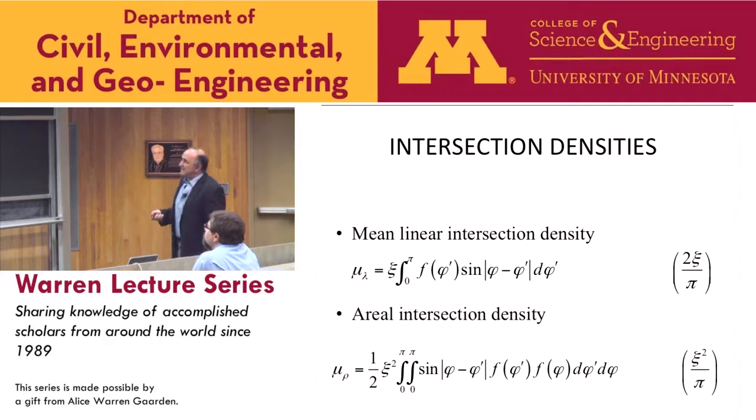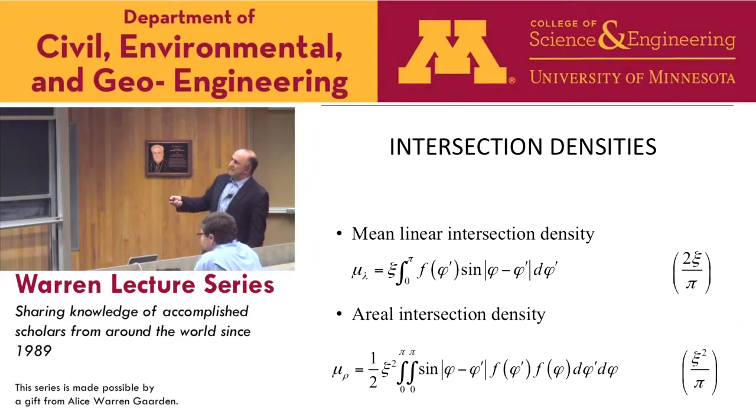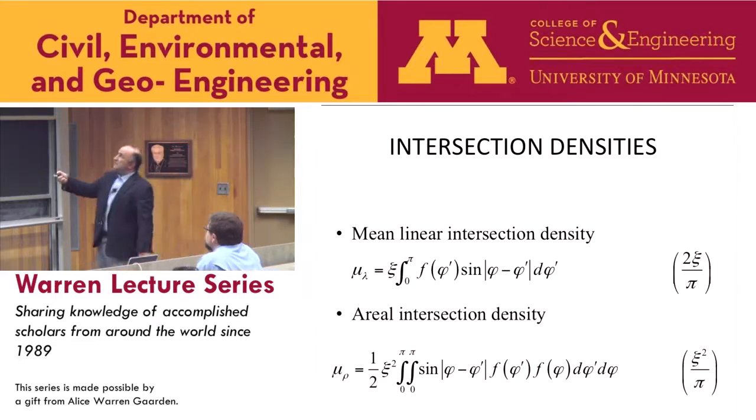And then I can calculate pretty much what is the mean linear intersection density, and you see it's scaled with psi. And then the areal intersection density, I just do another integration, and it's scaled with psi squared. And here I wrote the expressions for isotropically distributed fibers. In other words, when F is 1 over pi, then I can calculate these integrals, and I get this.